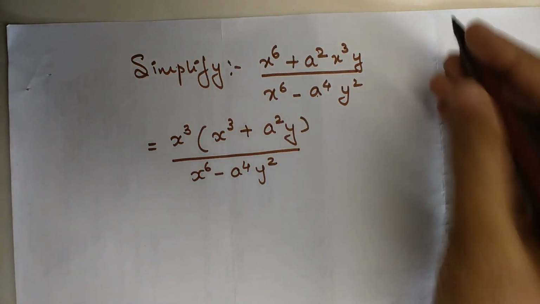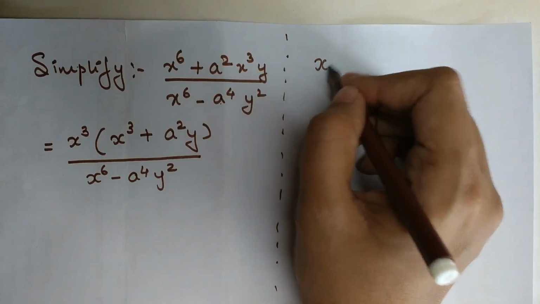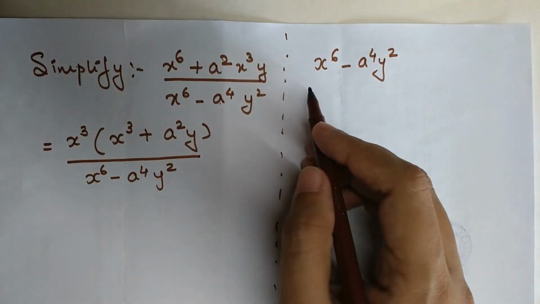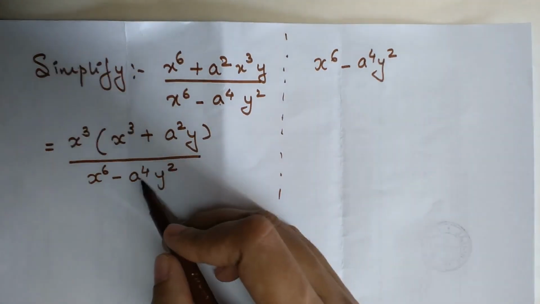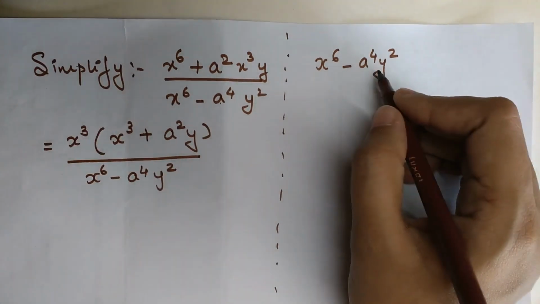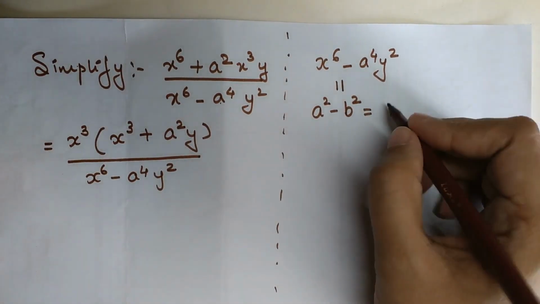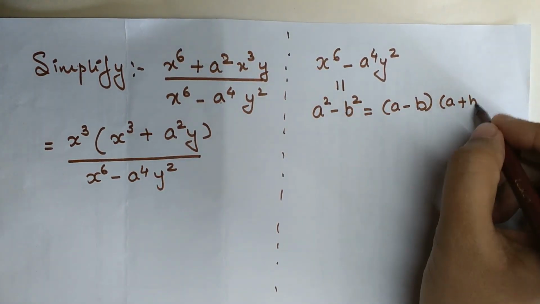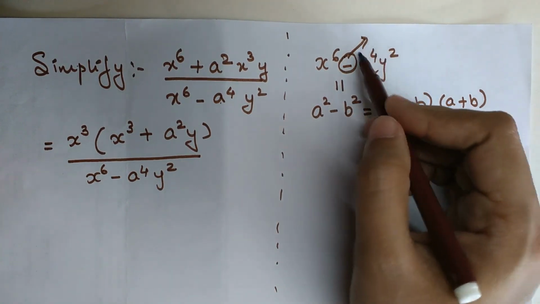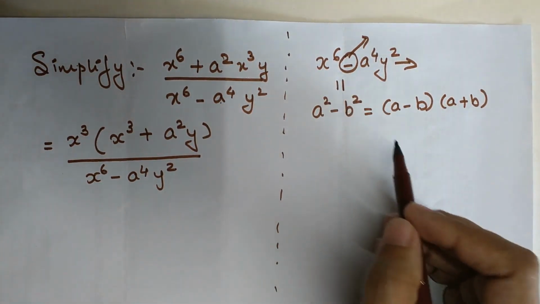Now when you look closely at the denominator, let me write that over here: x^6 minus a^4 y^2. Students, the biggest hint over here is the minus sign, and you can see that the degree of a and y are double the degree available in the numerator. So why have I said the minus sign? Because this equates to a^2 minus b^2, which can be written as (a minus b)(a plus b). So this was the major hint for you, the minus sign and the degree of a as well as y.